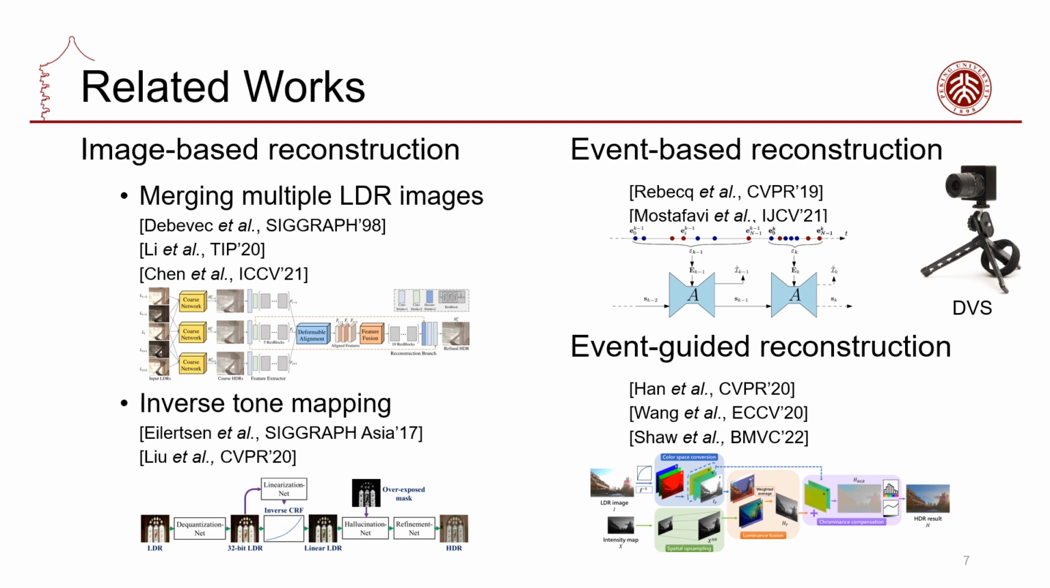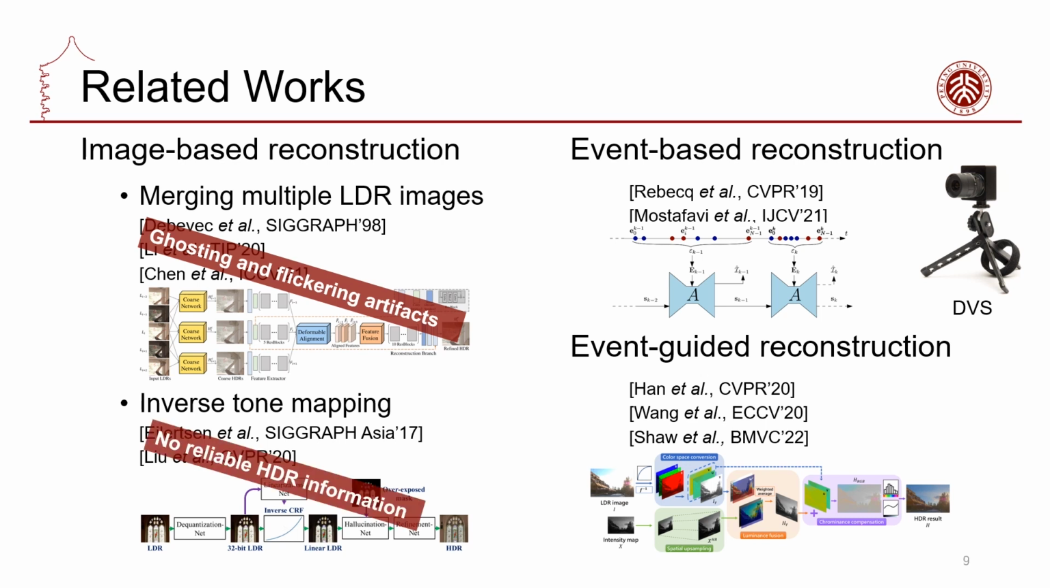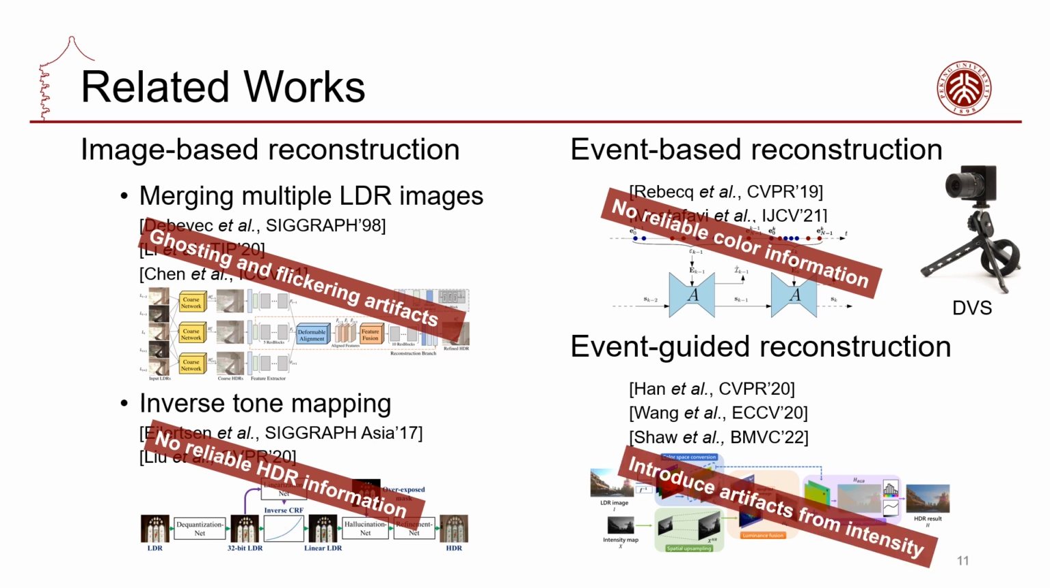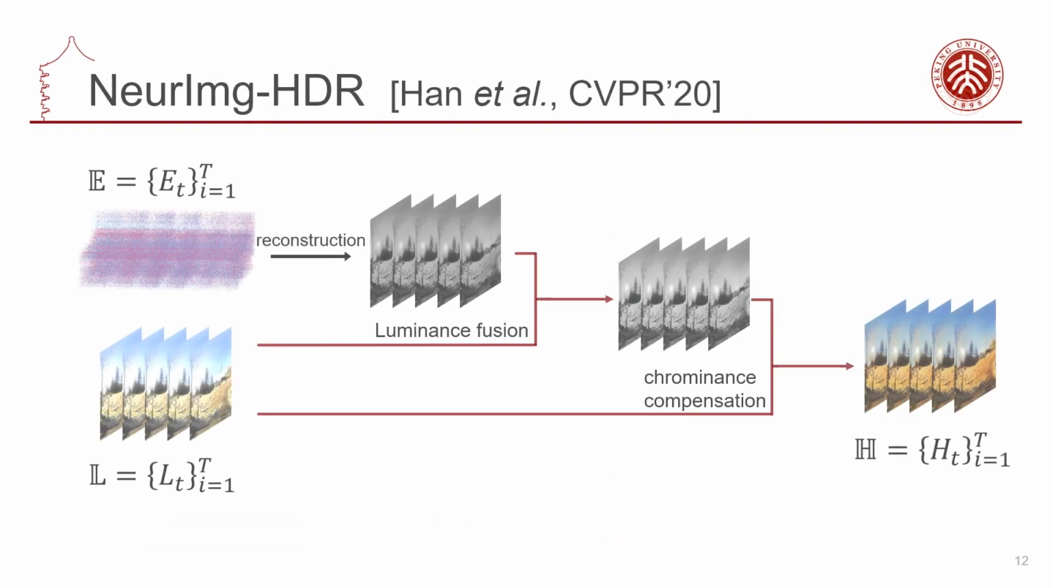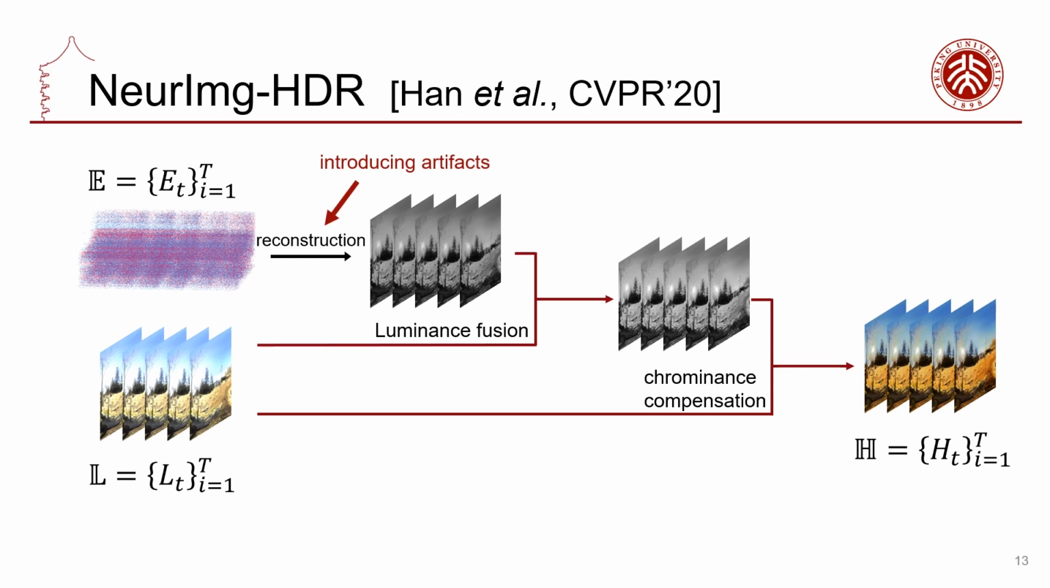Merging multiple LDR images may suffer from the misalignment of LDR frames, result in ghosting artifacts, and bring flickering effects. Inverse tone mapping doesn't have reliable HDR information, which cannot reflect the real scenes. Events-only reconstruction has no reliable color information and cannot produce real color images. Existing event-guided reconstruction heavily relies on event reconstruction methods. Let's replot the pipeline of it. It introduces artifacts from reconstructed intensity images.